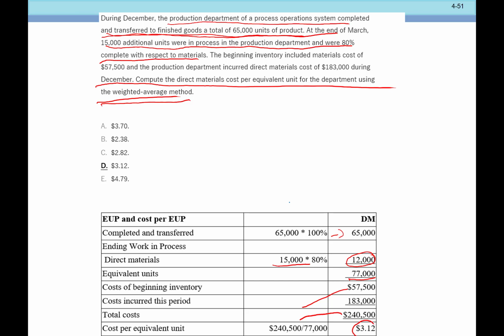That gives us equivalent units, 77,000. We pick up the cost in what? Beginning inventory and the cost added for the period. That's the 57,005 and the 183 that was given in the problem. You add those two together and you divide that by the equivalent units. That gives you the cost per equivalent unit.